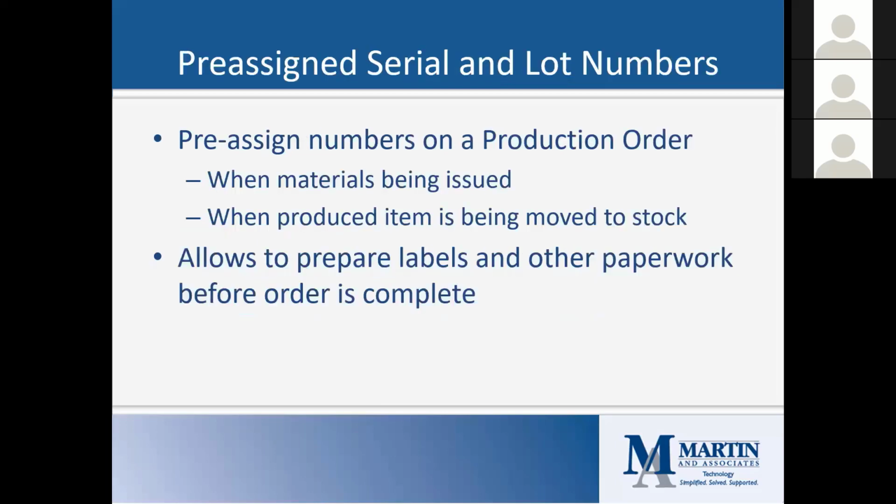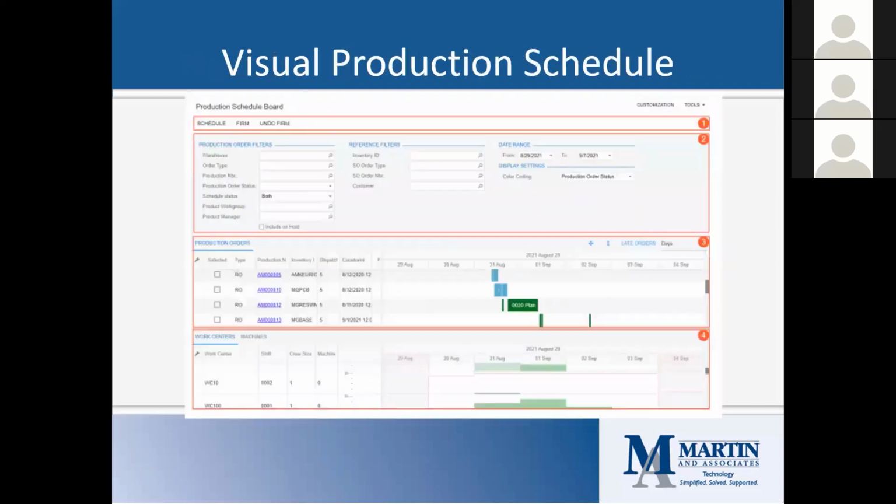So on a production order, a lot of times, if that item being produced is a serial or lot tracked item, prior to R2, you would only get to record that serial number or lot number after it was produced and moved to its location, which was not always great. People might have needed to print out barcode labels or information with that serial or lot number before it was actually produced. And so now the system lets you do that, which is good.